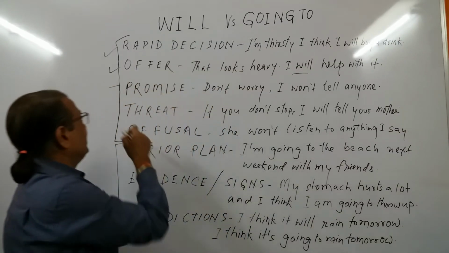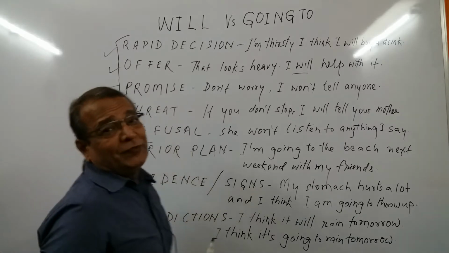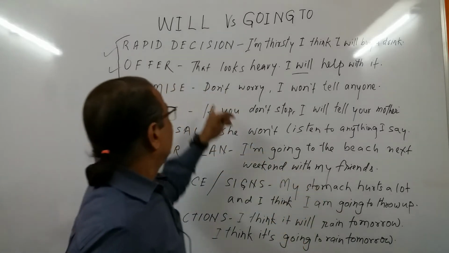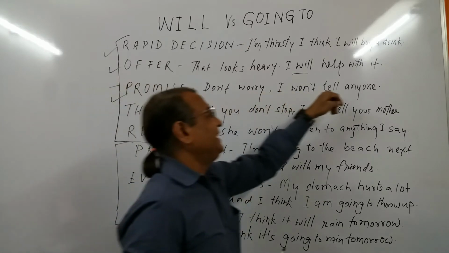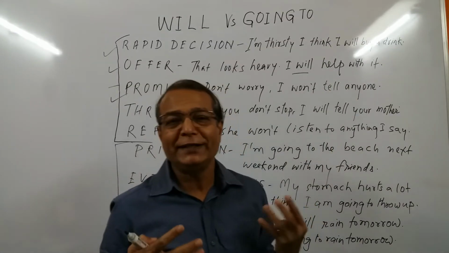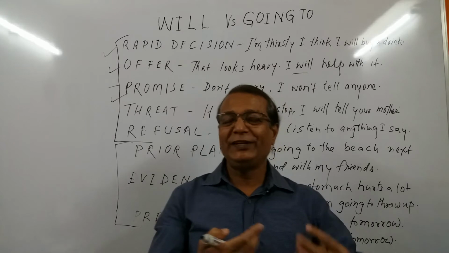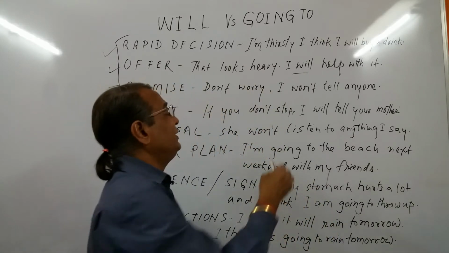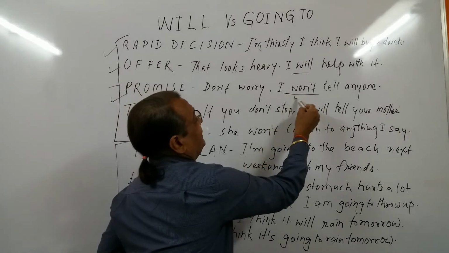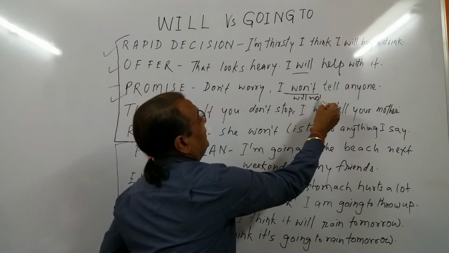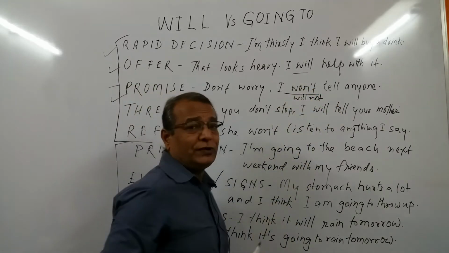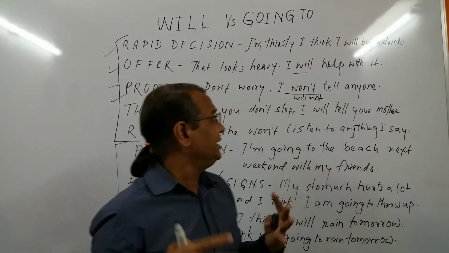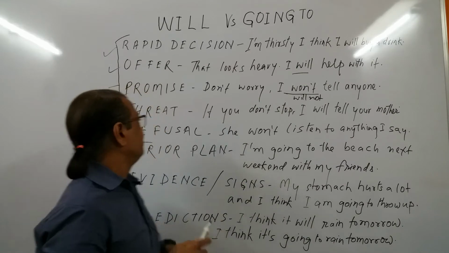The next situation is promise. We normally make promises and we use will then. Don't worry, I won't tell anyone. Suppose by mistake you told me your secrets, and I promise I won't tell anyone. Won't is a contraction of will not. W-O-N apostrophe T. I won't tell anyone. So again you are using will here.